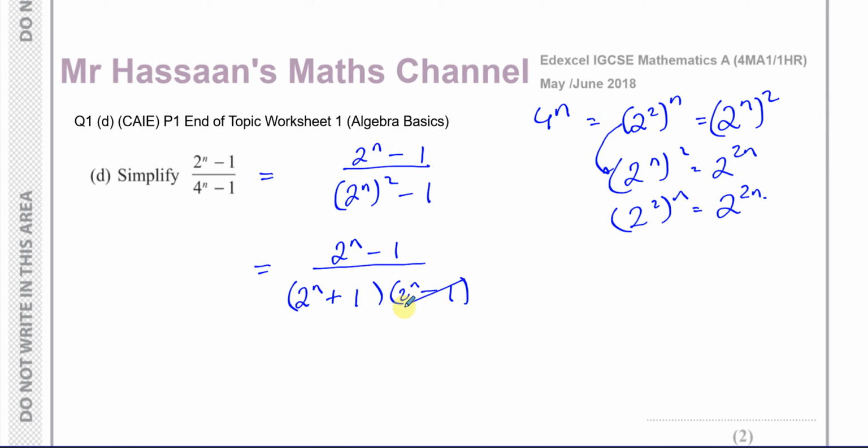And then you can see that 2 to the power of n minus 1s will cancel. It's like this is 2 to the power of n minus 1 times 1. So it's a common factor of the denominator and the numerator. So you're left with 1 over 2 to the power of n plus 1, which is the answer.